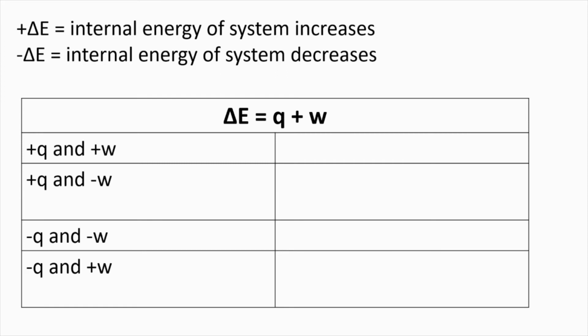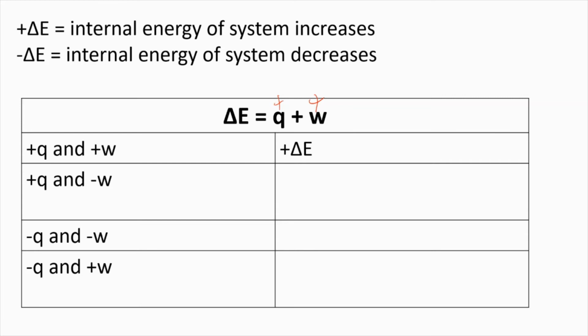Now, it's important to remember here and to think about this. Q and W don't always have to be positive or have to be negative. We need to think about change in energy in terms of what is happening. Okay, so if Q is positive and work is positive, delta E, the change in energy, equals Q plus W. So a positive plus a positive will give me an overall positive delta E.